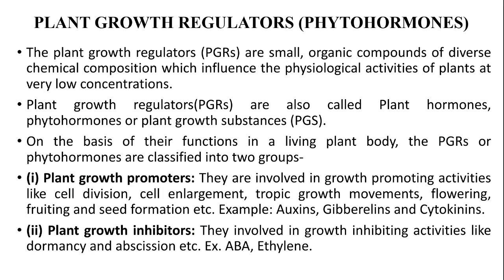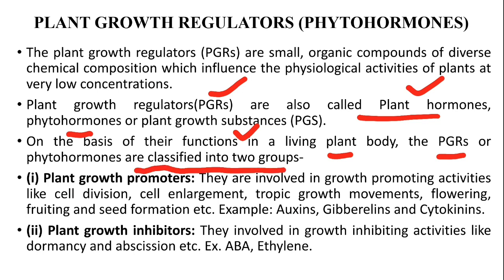These are small organic compounds of diverse chemical composition which affect or influence the physiological activities of the plant at a very low concentration. Plant growth regulators are also called plant hormones or phytohormones or plant growth substances, PGS. On the basis of their function in a living plant body, PGRs or phytohormones are classified into the following groups. What are those groups? One is plant growth promoter in a positive sense and one is plant growth inhibitor.